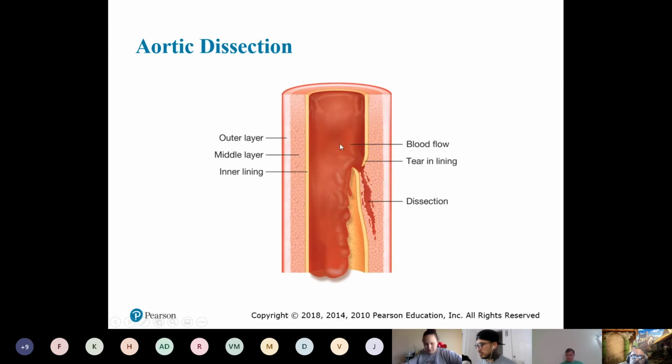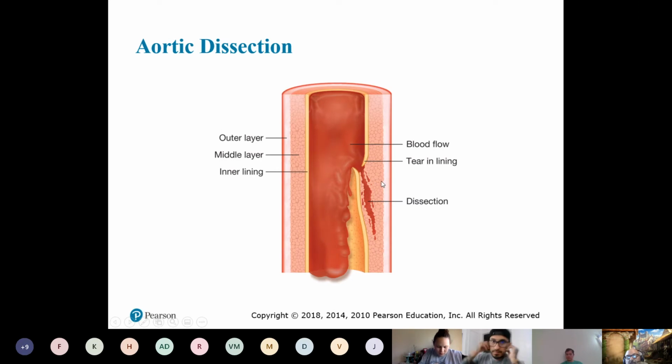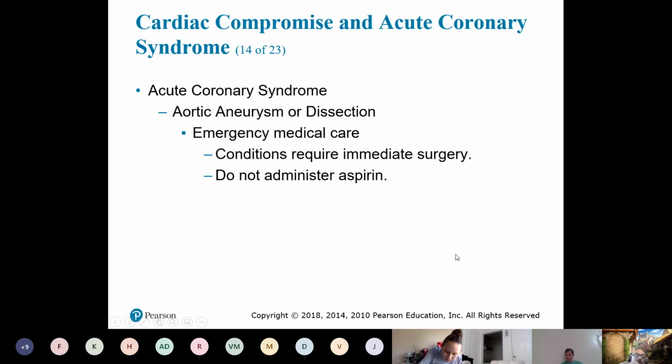So there you go. So here's a picture of the dissection. There's the blood flow. There's the inner layer, the tunica intima, and then it ruptures. So now the blood is leaking into here. So that's going to start bulging up, and it's going to start thinning this area here until it ruptures the outer wall. So not much you could do. Supportive care, maybe O2 and nitro therapy.